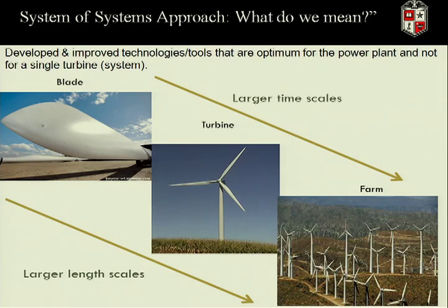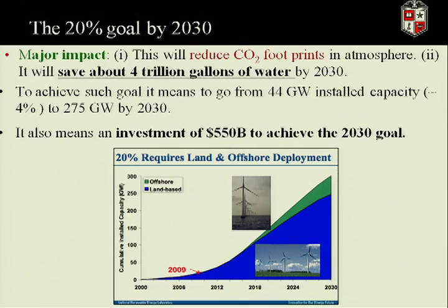If you go further here, this is the point that I'm talking about. We cannot approach the problem of wind energy from a simplistic approach of looking at a single blade or even a single turbine. It has to be the aerodynamics of the entire layout. And this is where I believe the major changes will come. This is what we call the system of systems approach.